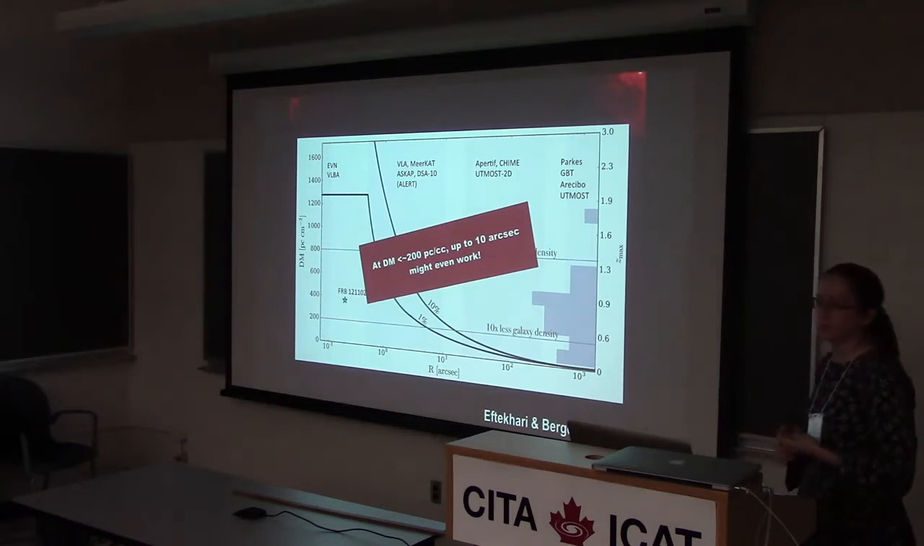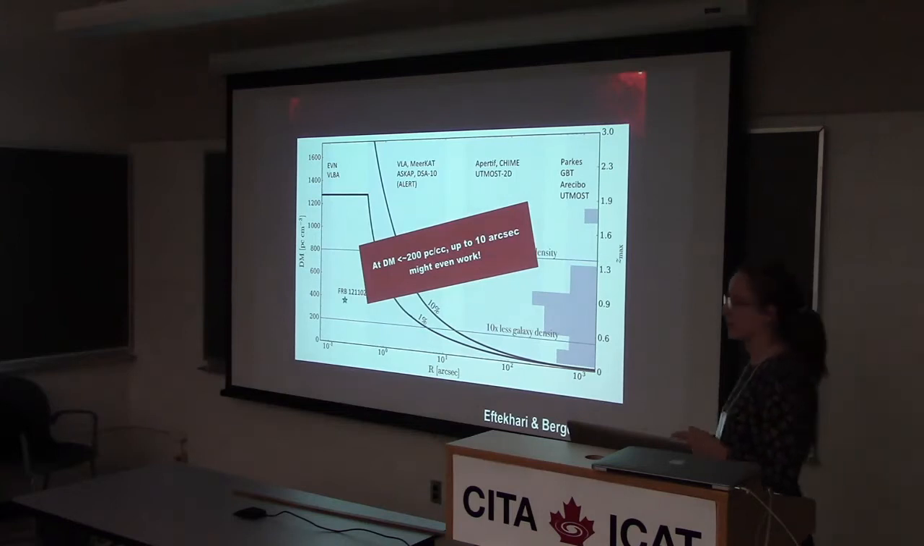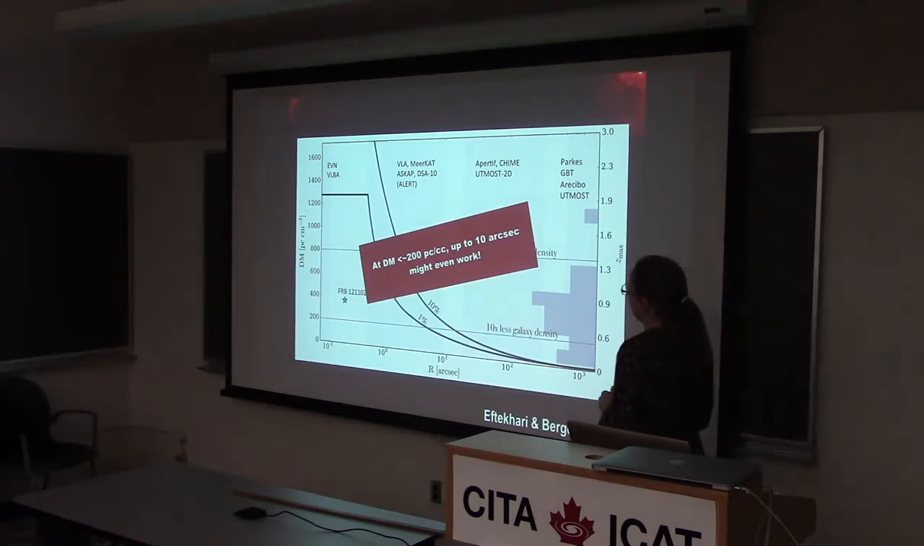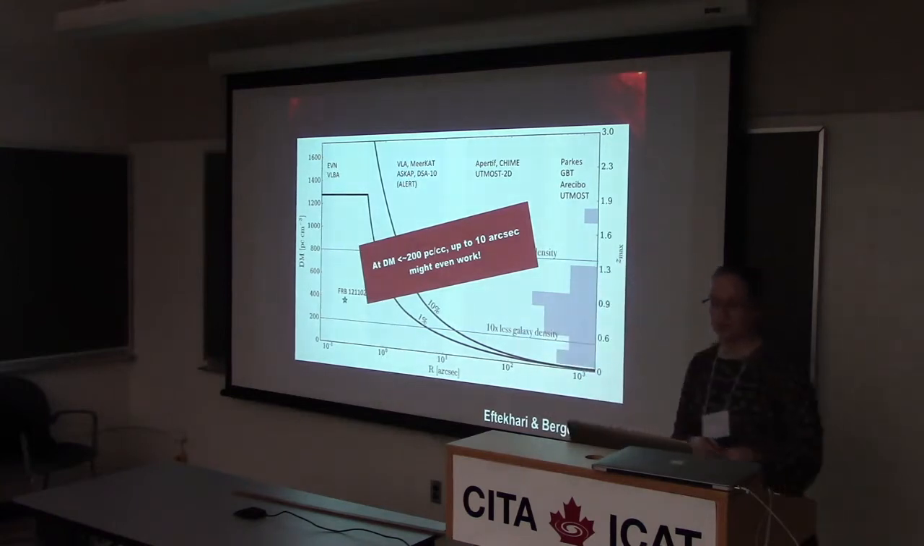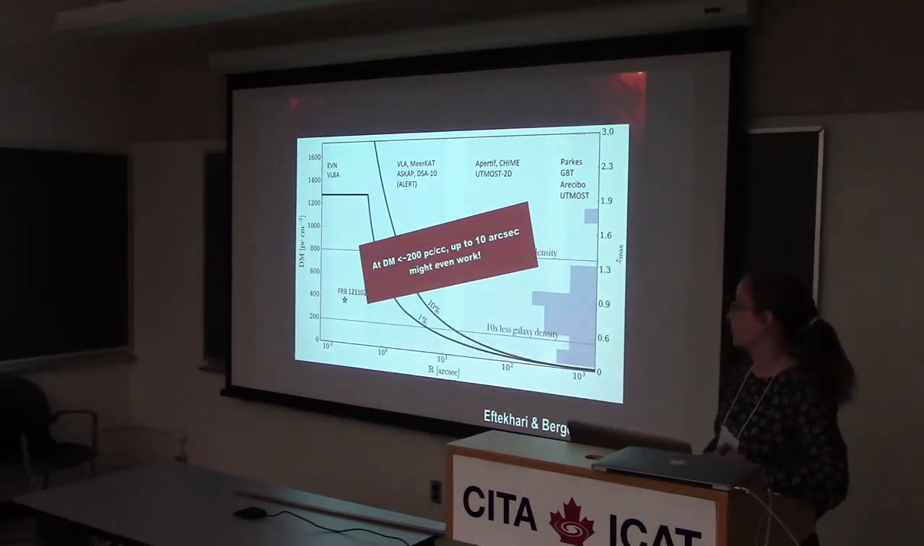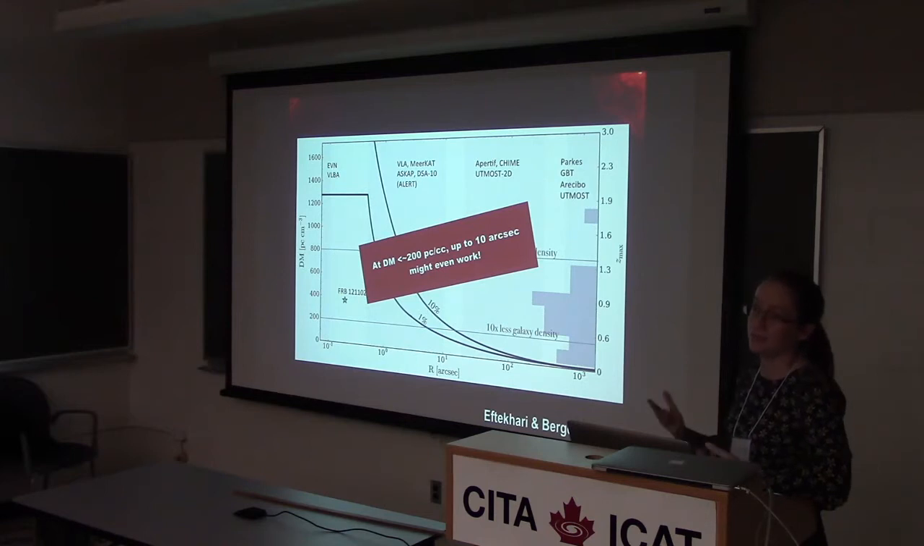This is, as you're going to see later, going to be really important for ASKAP in the next few years. So the simple point here is, yeah, less than about 200 parsecs per cubic centimeter, you can get away with an arcminute of localization. But you really need sub-arcminute for basically all FRBs.